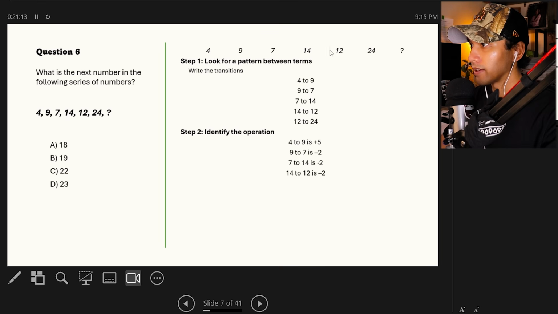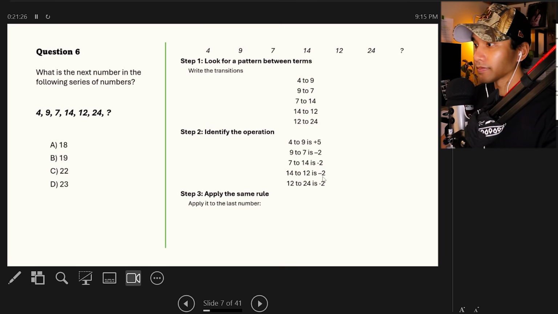14 to 12, right? To get there, you have to minus 2. From 12 to 24, you have to multiply by 2. And that's the pattern. Negative 2 times 2. Apply the same rule. What would it be? Minus 2. 24 minus 2 equaling 22.